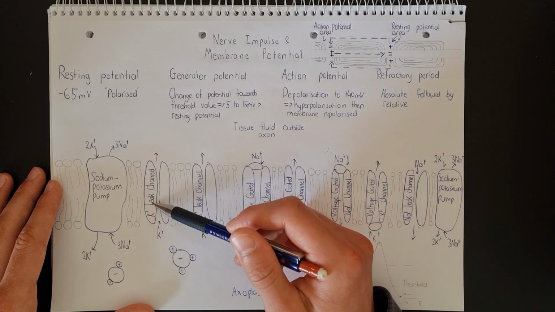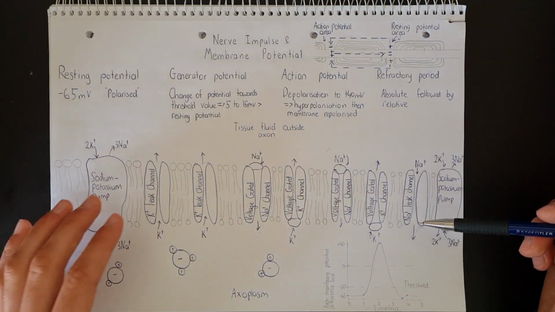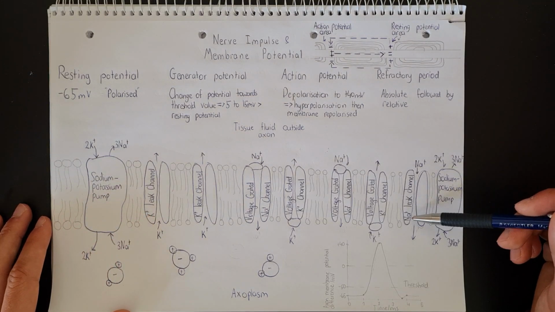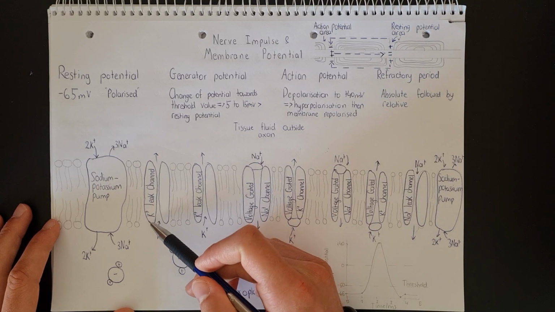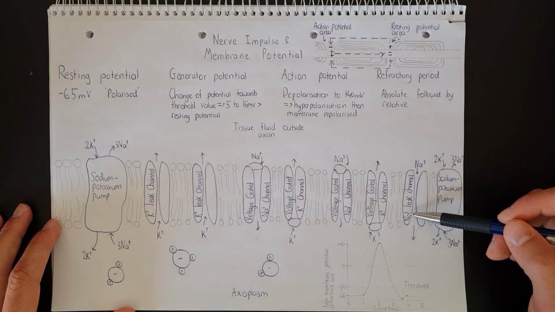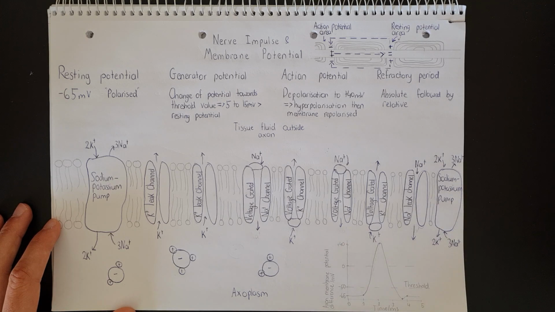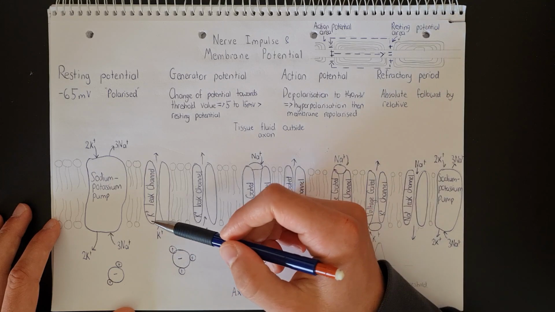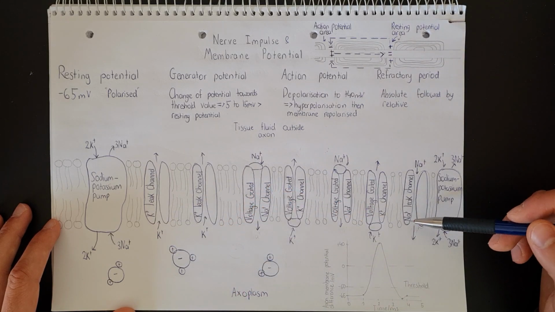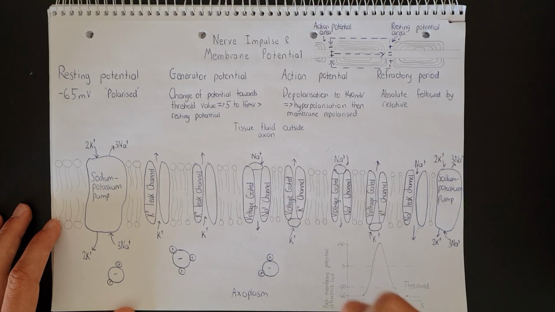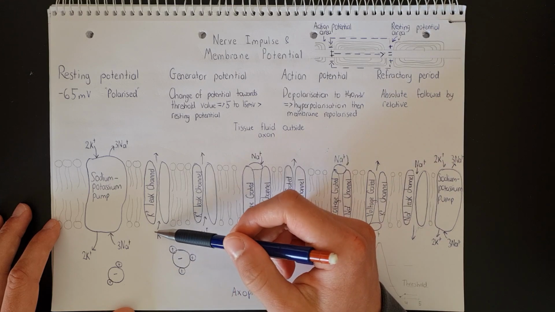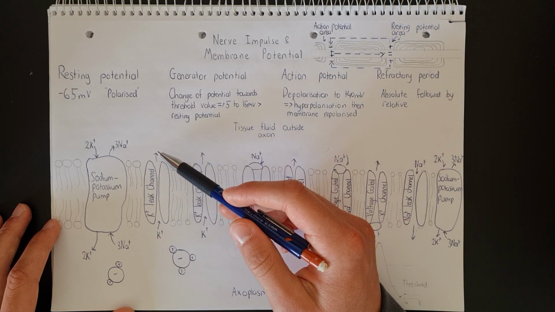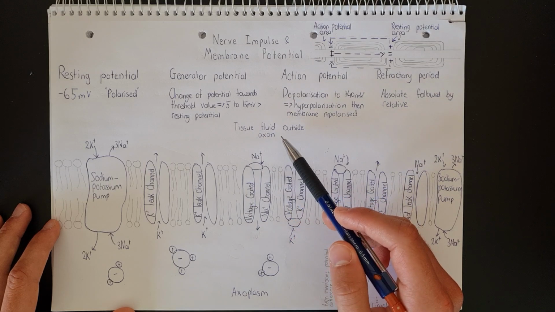Now we have these leak channels, okay? There are potassium leak channels and sodium leak channels. However, there are many more potassium leak channels than there are sodium leak channels. So much so that the membrane is actually 100 times more permeable to potassium than it is to sodium. So what's going to happen is that these potassium ions that are now in the axoplasm will diffuse down their electrochemical gradient into the tissue fluid outside the axon.